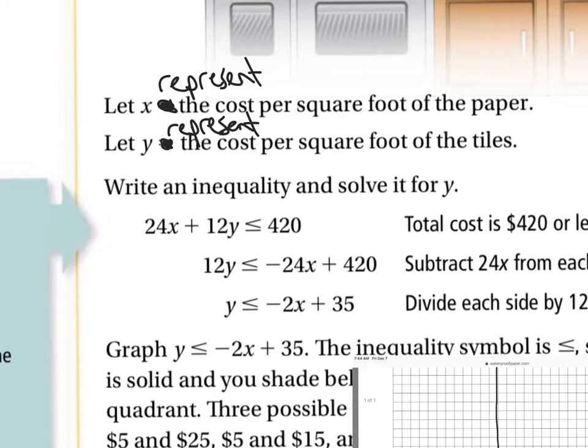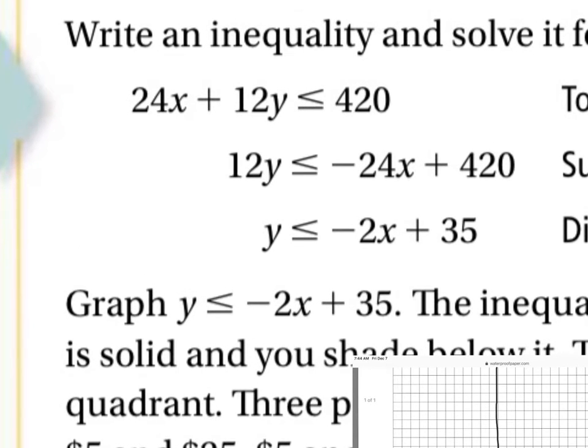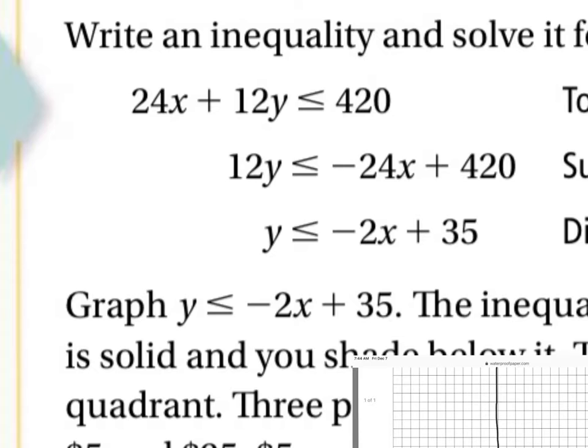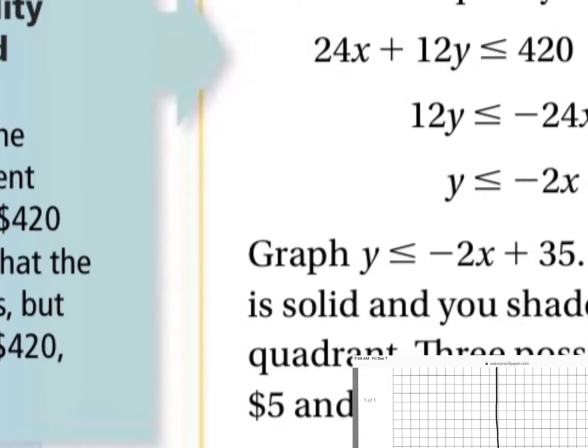All right, so the inequality that we could use here, we've got 24x, so 24 square feet times the cost for 1 square foot, plus 12 square feet times the cost for 1 square foot, and that needs to be less than or equal to $420. So we actually have 2 options. We can do what the book's doing. They subtracted 24x, they divided by 12, they got it solved for y, and then they graphed it. They did a whole lesson on this, so I'm not sure why they're avoiding it at this point. That's in standard form.